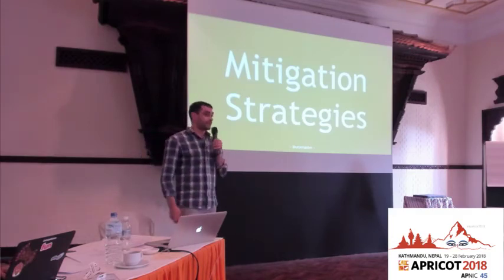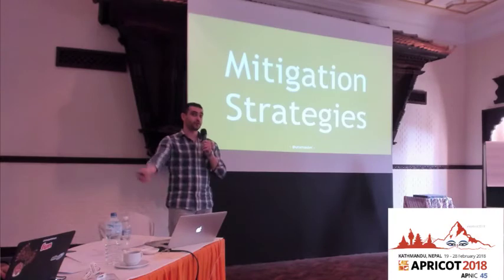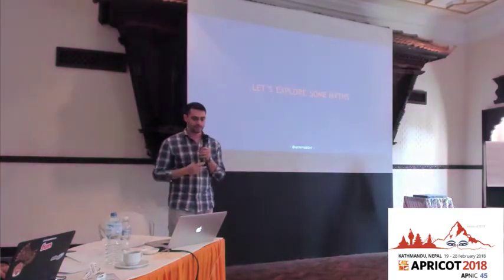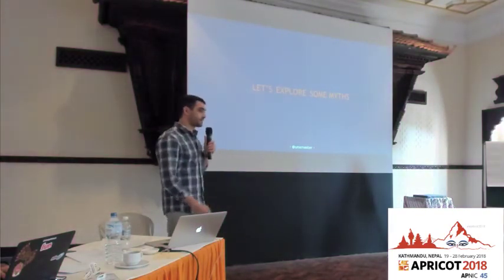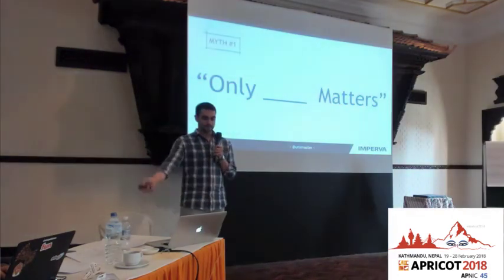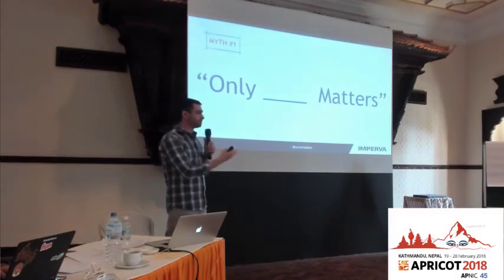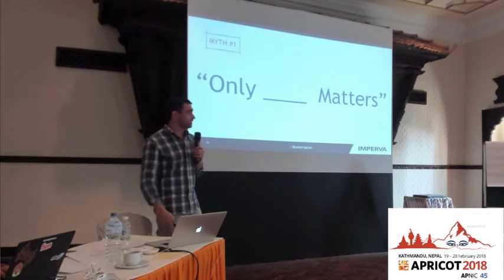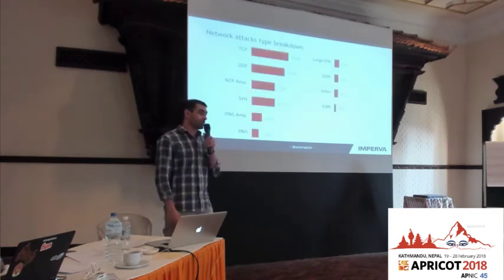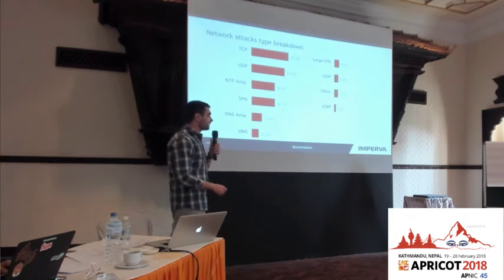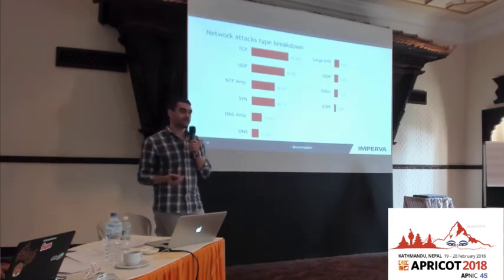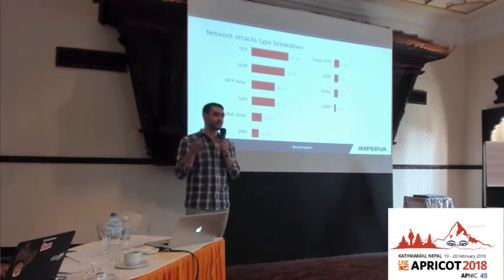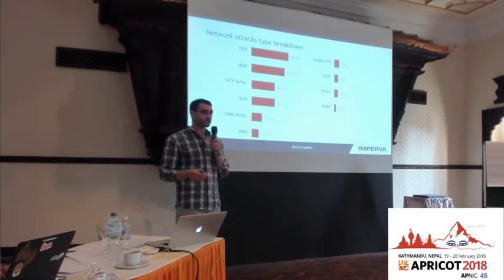So what are mitigation strategies for such attacks? Let's explore some myths, or actually let's smash them. First of all, "only one thing matters." As we have seen before, not only one thing matters. The attacker can hit different resources in your network. It can be a router, it can be a firewall, it can be a database.